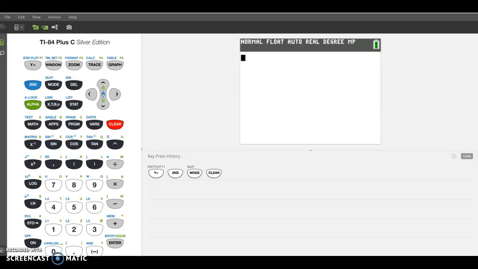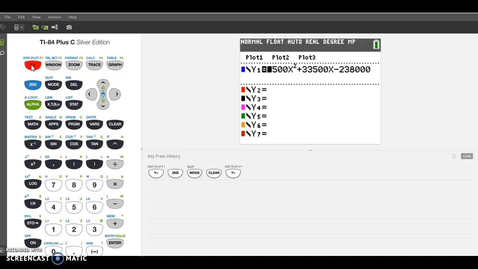All right, this is a short tutorial on how to do maximum points on your calculator as well as intersection points. If you go into your y equals, this is our profit function. You only need one function. When we're doing intersections, that's when you do expense and revenue. But when you are doing maximum profit, we want to use the profit function.